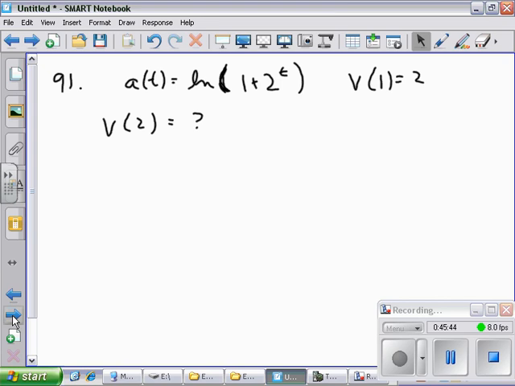Problem 91, they give you the acceleration. Time, of course, has to be positive in motion problems, never give a negative time. The velocity when time is 1 equals 2, and they want to know what the velocity is when time is 2.